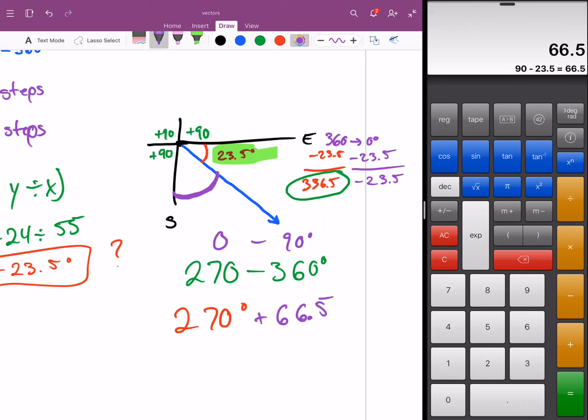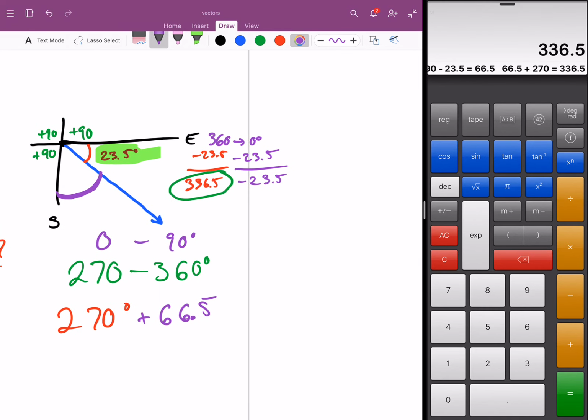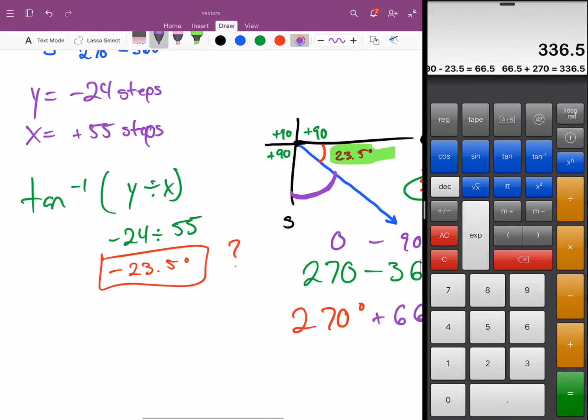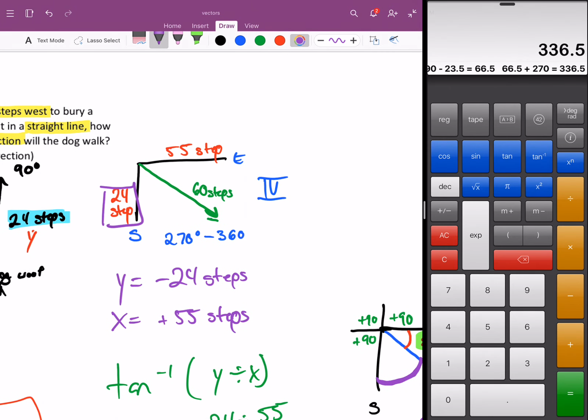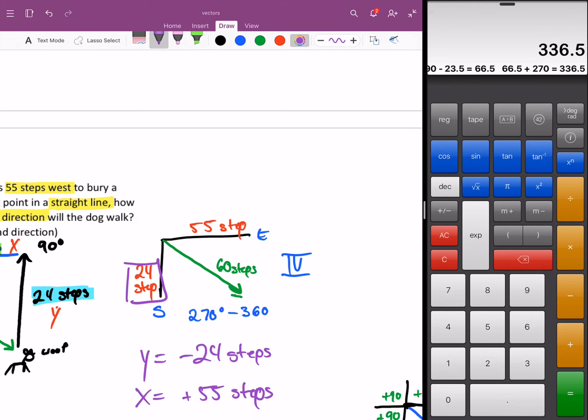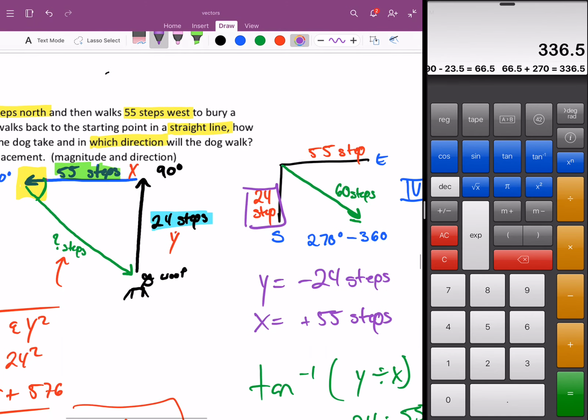And if you add these two numbers together, you return the same value of 336.5 degrees. That is the returning angle for the dog. And as I said before, this is roughly southeast, which makes sense compared to the diagram given here in both forms.